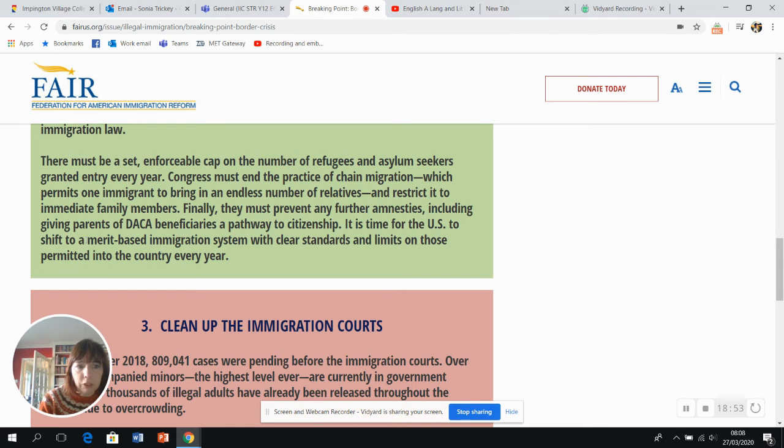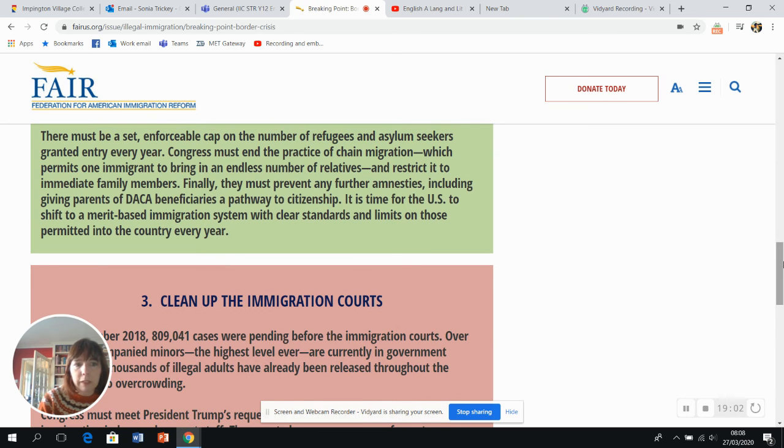So, "merit-based immigration system, clear standards and limits on those permitted into the country every year." It also sounds very reasonable, that use of merit-based immigration system. It doesn't explain what a merit-based immigration system is, but the idea of merit, we adhere as a society to the idea of meritocracy, of people being rewarded for behaving and achieving well. So this makes it sound quite benign and reasonable, and in line with the dominant ideologies within which we live in the West. We're very used to achieving things on merit.